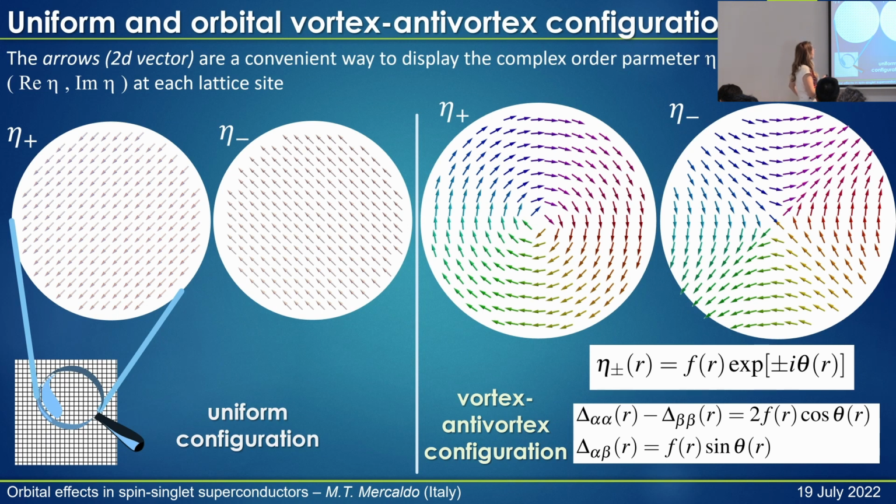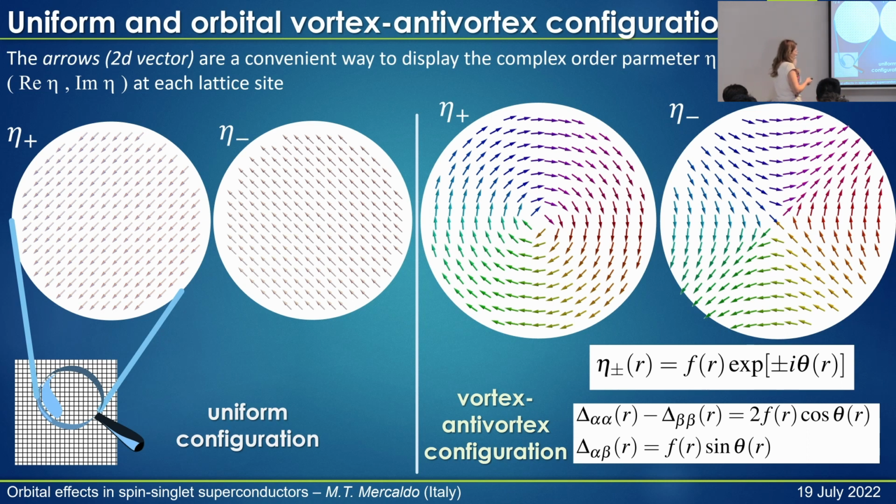Okay, so we want to study this in a real space system. And so what are these arrows? This is just a way to display a complex number, in this case a complex order parameter, so that we plot at each site the real part and imaginary part of eta. So you can have a uniform configuration, or you can look for some more exotic kind of order parameter, which has a winding, since this is a complex number. So you can write this eta in this form, where the real part is the equal orbital pairing, and this is the interorbital pairing.